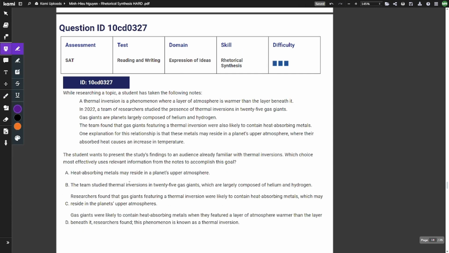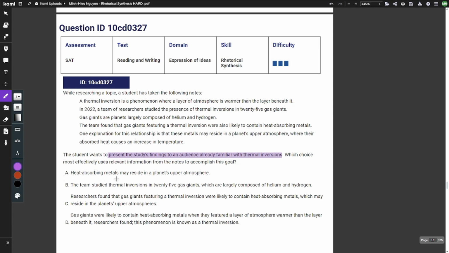Question number 19. Let's see what the task is. And it's 2. Present the study's findings to an audience already familiar with thermal inversion. So there's 2 things that we need to hit on. The first thing is that we need to present the study's findings, and the second thing we need to make sure is that the audience is already familiar with thermal inversions. So basically, we don't need to explain what thermal inversions are. Let's look at our answer choices.